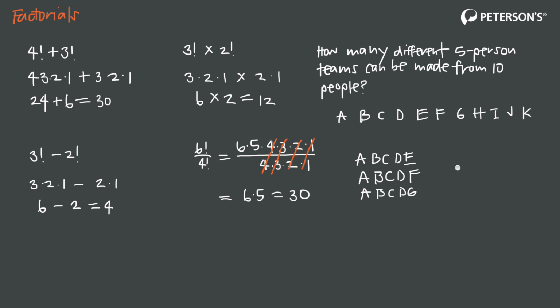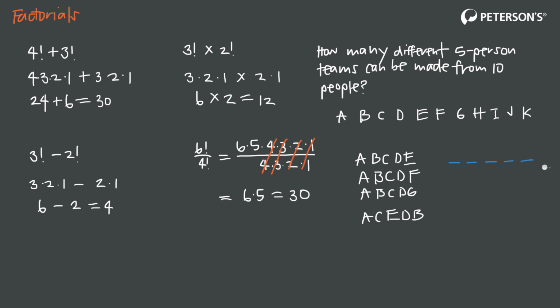So what we need to realize is that there are 5 spots that we want to fill. So if I have a team of 5, I'm trying to fill 5 spots, and the order of the people in those spots doesn't matter. In other words, a team with person A, B, C, D, and E on the team is the same as a team A, C, E, D, B. It's the same 5 people, but just in a different order.